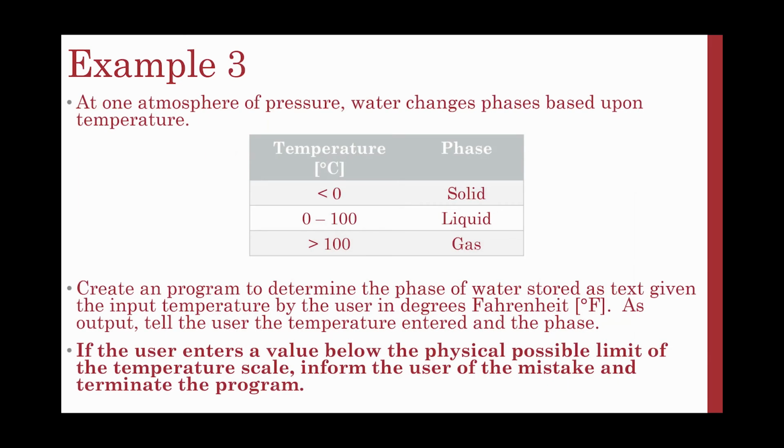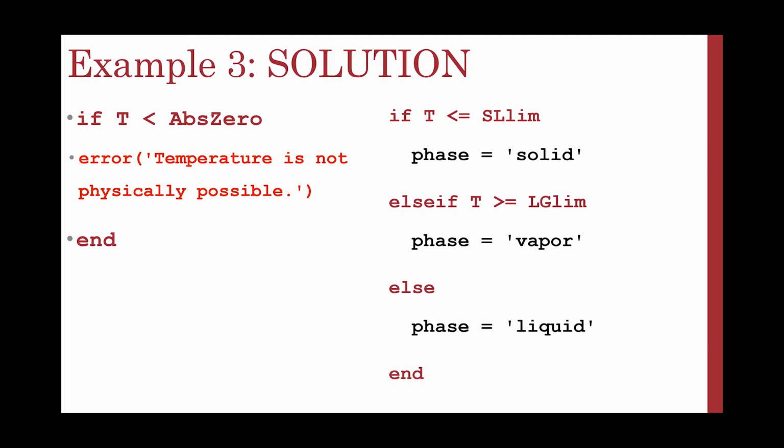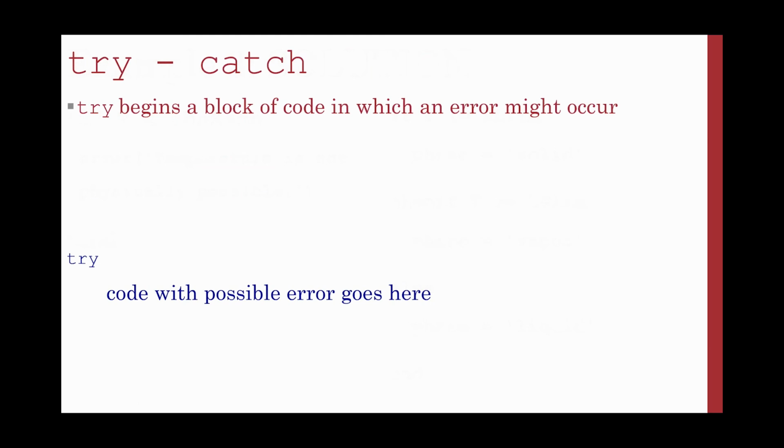If we look at our solid, liquid, gas code again, if the user inputs a value that is outside of the range of absolute 0, so if they put in a negative number, we're going to tell them that the temperature is not possible. And then if the user puts in a good value, we're going to run our original code for figuring out the phase of the liquid.